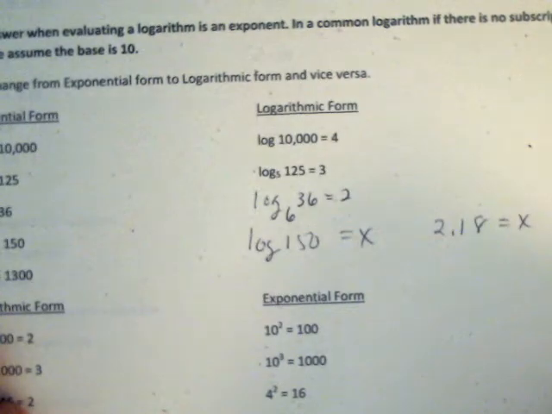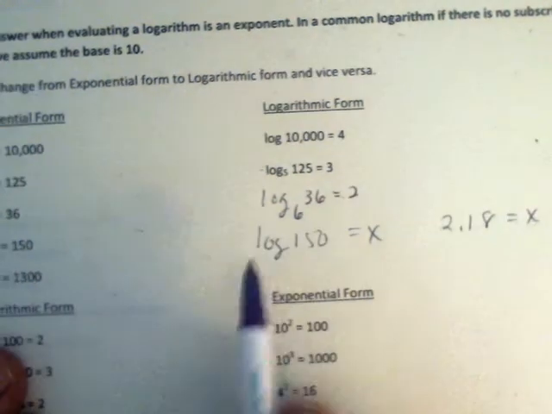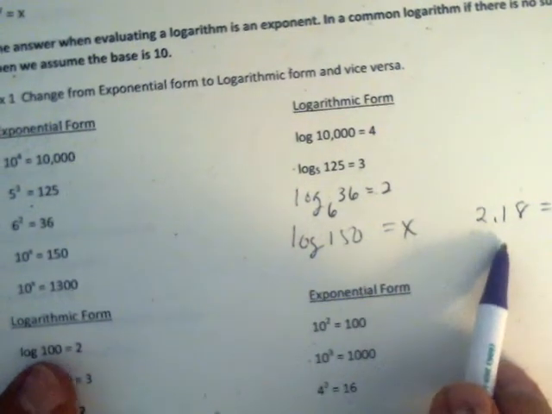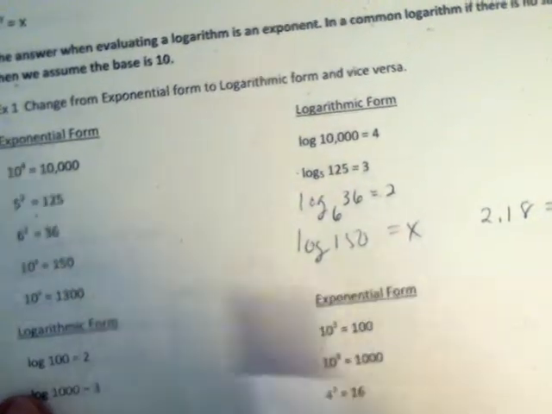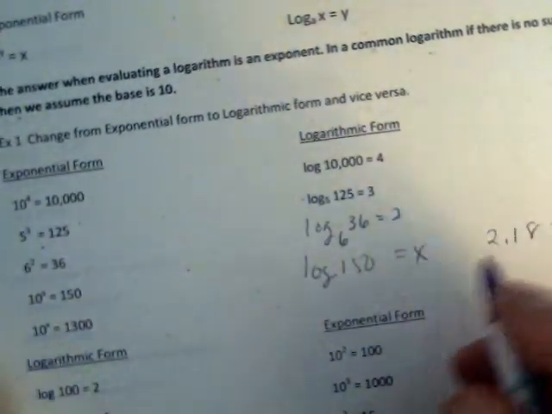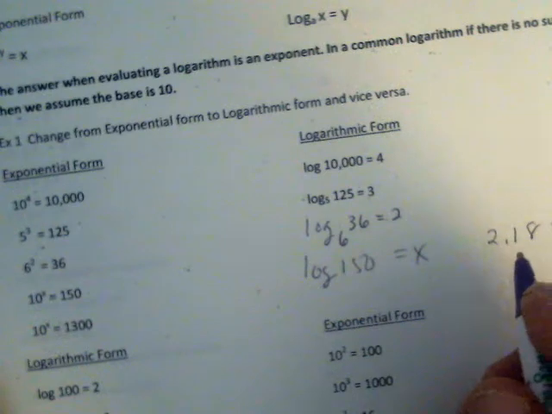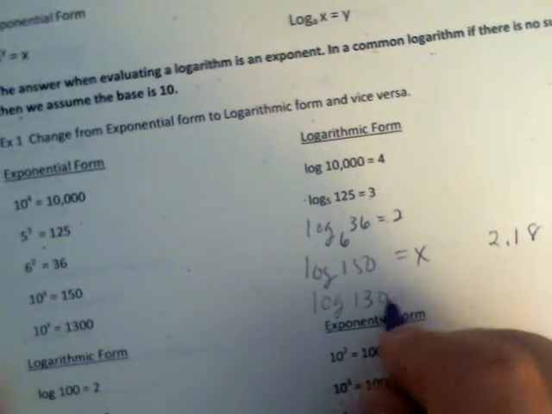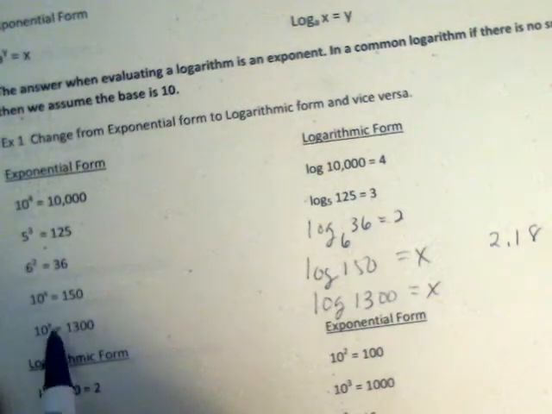And that's pretty much how you solve them. Okay, they get a little more difficult than that, but for the most part, you change forms and you are going to enter something into your calculator. Same thing with this one. 10 to the x is 1300. So log 1300 equals x, because see, x is my exponent. I'm just going from this format to this format.